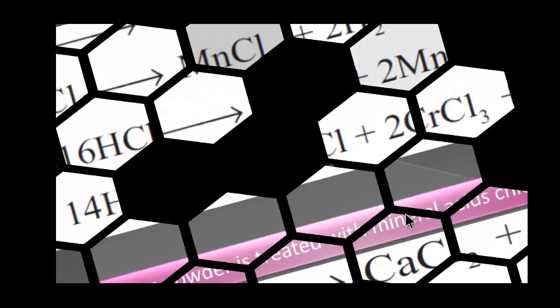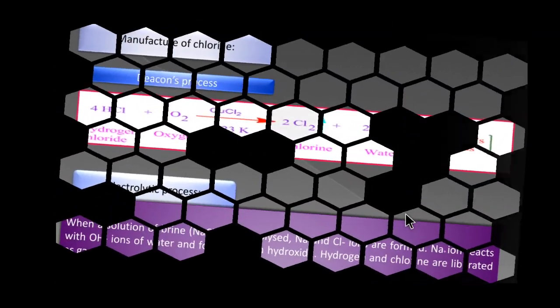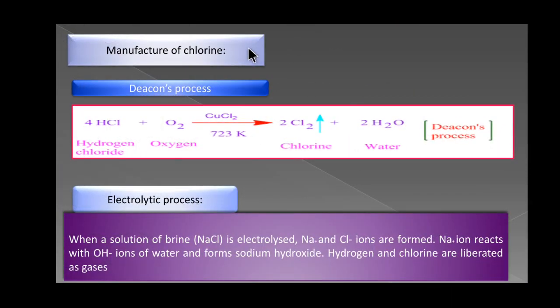And next, the manufacture of chlorine. Now we are going to prepare it on a large scale. Usually chlorine manufacture is possible by the Deacon process and the electrolytic process. In the Deacon process, HCl is treated with oxygen in the presence of CuCl2, cupric chloride, at 723 Kelvin. It will give chlorine and water. So this process and its condition is called the Deacon process.